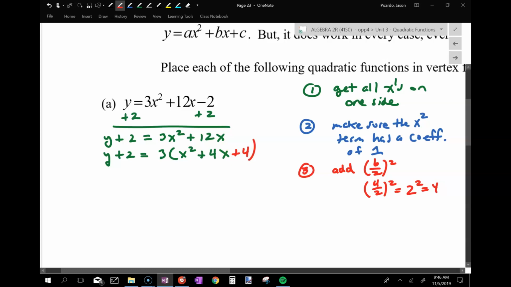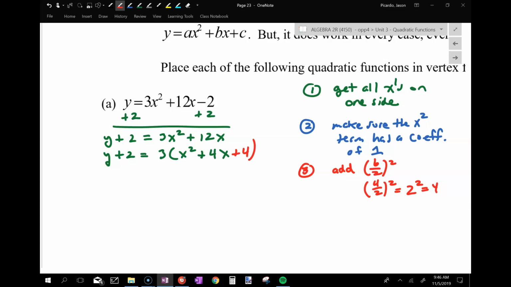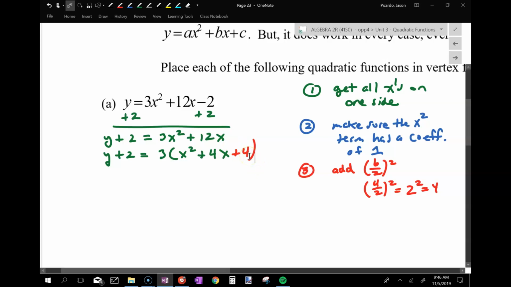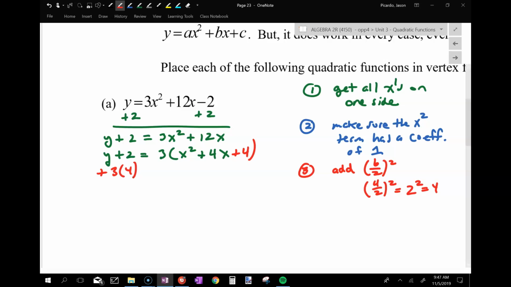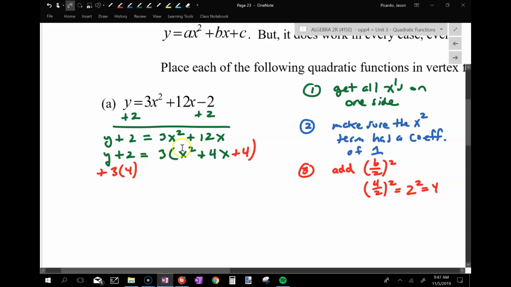Now, I said before that I'm going to add b over 2 squared to both sides, right? Watch. When this 4 is sitting here, what's being done to this 4? It's being multiplied by 3. So when this 4 goes here, I didn't add 4. I really added what? 12. So if this 4 goes here, I got to make sure that I add 3 times 4 to this side. And we're going to see that in the next example as well, okay? I added 3 times 4.